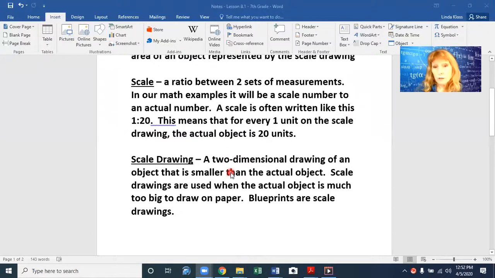What is a scale drawing? Well, a scale drawing is a two-dimensional drawing of an object that is smaller than the actual object. Scale drawings are used when the actual object is much too big to draw on paper. So blueprints are examples of scale drawings. So now we're going to go under the document camera here, and I will be showing you how to do some problems.